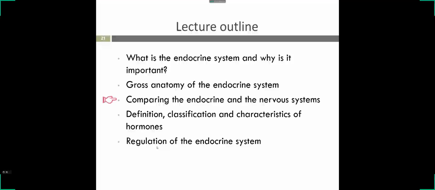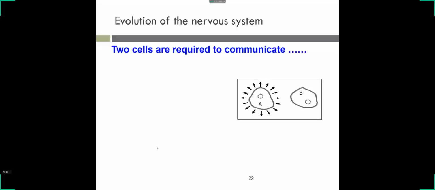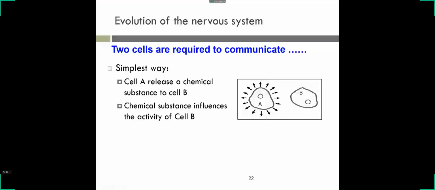So let's compare the endocrine and the nervous systems. If we have two cells that are required to communicate, what are the different options available to them? Okay, we've got cell A here, and we've got cell B. The simplest way that you would have learned about in your cell biology is that cell A releases a chemical substance to cell B, and we might call this a messenger of some kind. This chemical substance will then influence the activity of cell B, and cell B will respond by growing, by moving, by dying.